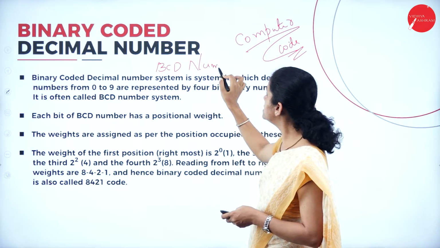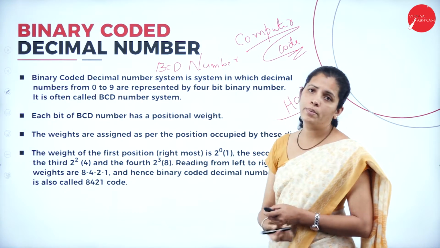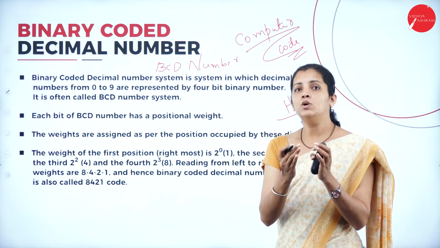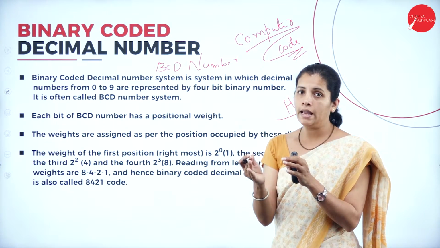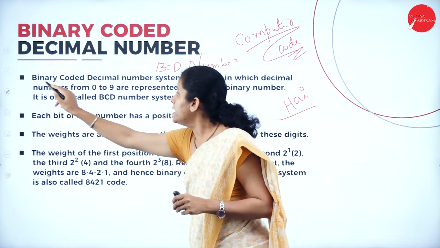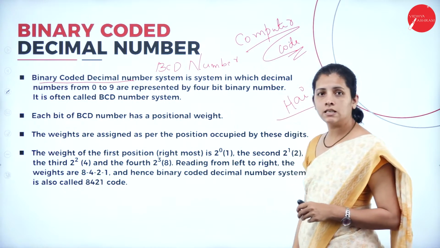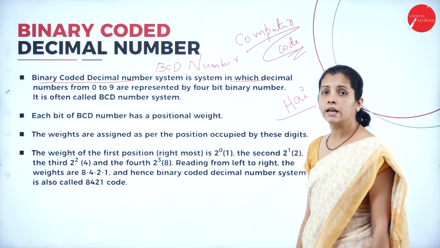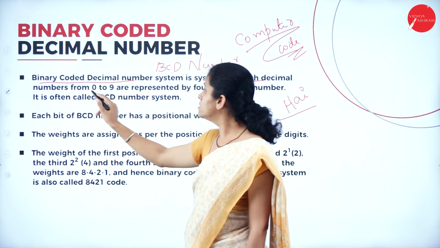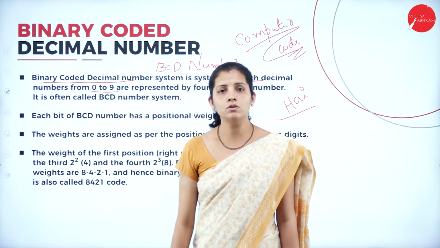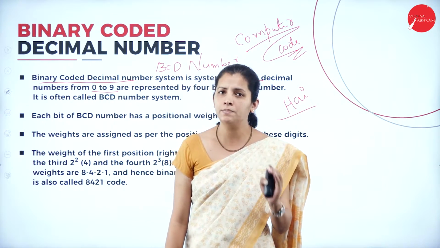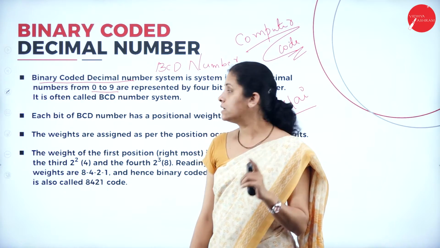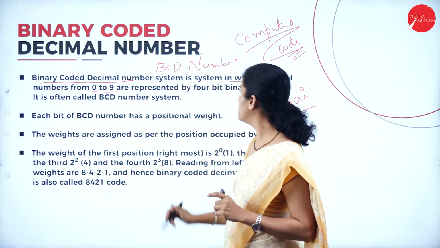So what is this BCD number? What is the need of BCD number? If I consider a digit, I can have 0 to 9. Okay, fine. Binary coded decimal number system is a number system in which decimal numbers are represented from 0 to 9. Suppose if I want to represent any decimal number, I am going to use the decimal number system, that is 0 to 9.